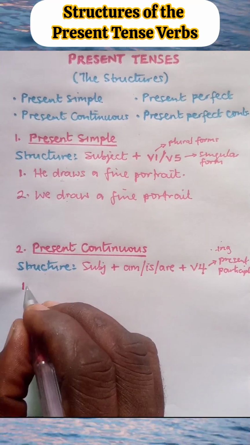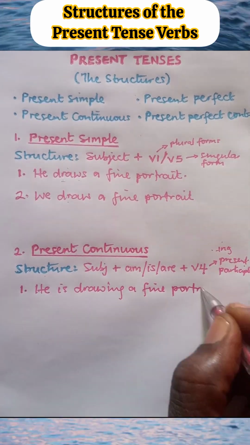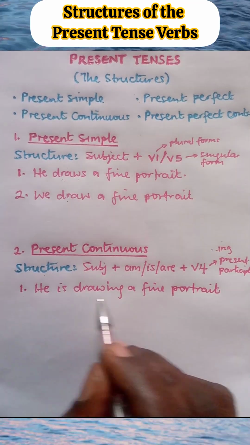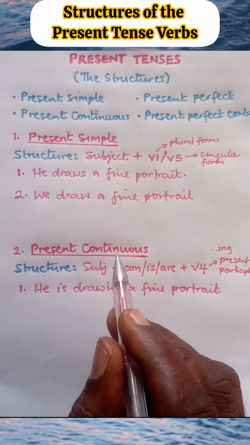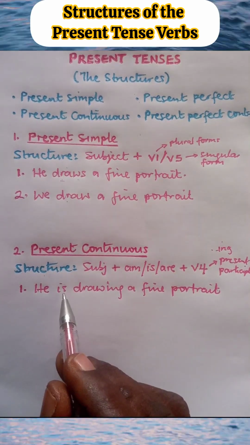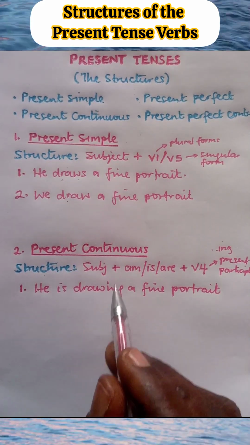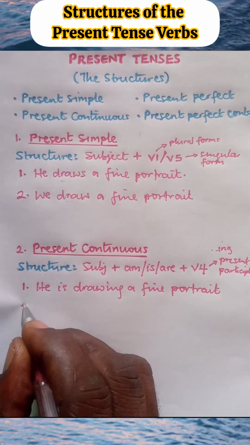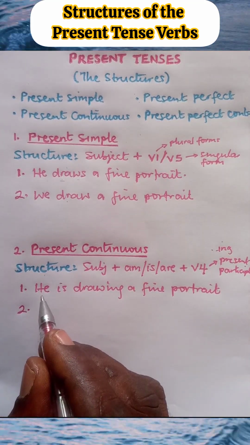Let's look at an example. Example 1. He is drawing a fine portrait. Here we have the verb is and the verb drawing. These 2 verbs combined form the present continuous. Is, a present auxiliary verb, represents present, while drawing represents the progressiveness, that is continuous. Next, example 2. Here we use is because the subject is singular.